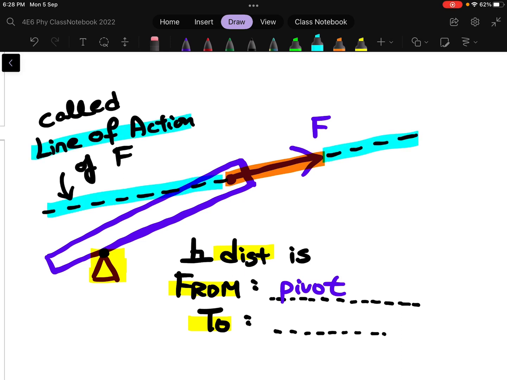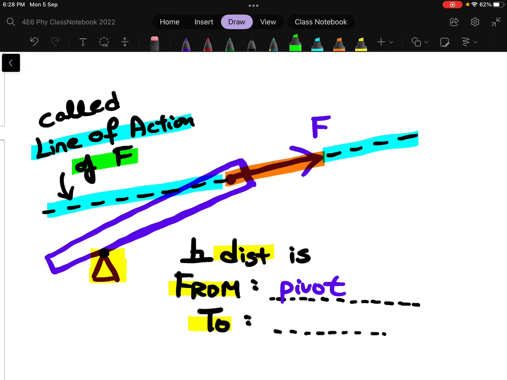This line of action alone doesn't mean anything. It is like saying the weight. What does it mean? It means nothing, right? Unless you tell me that it is the weight of this hamster or the weight of this fish. You have to relate this property. Weight is a property of a particular object, right? So line of action is also a property. You need to tell me that this line of action is of the particular force that we are interested in.